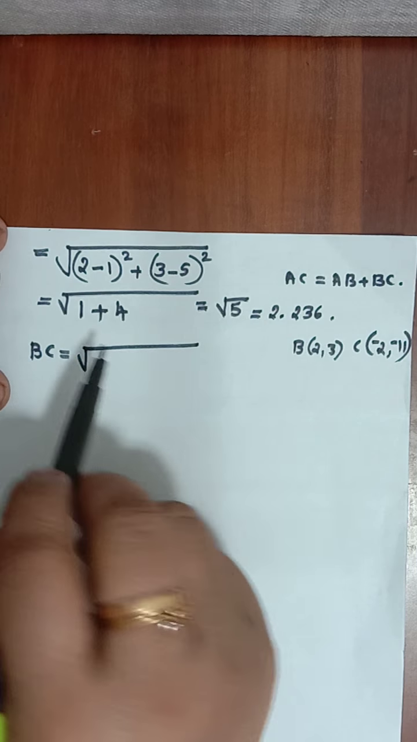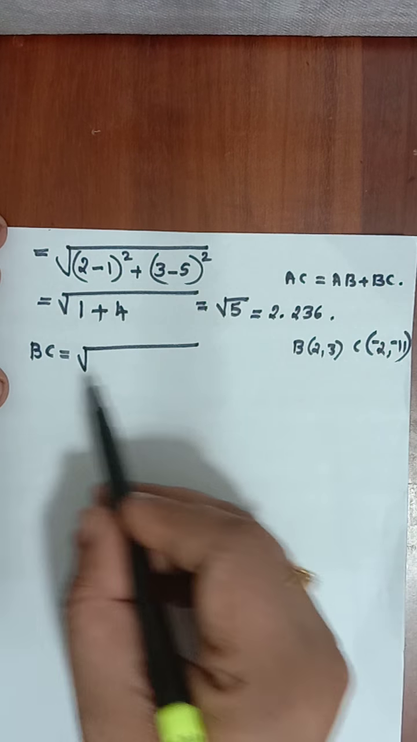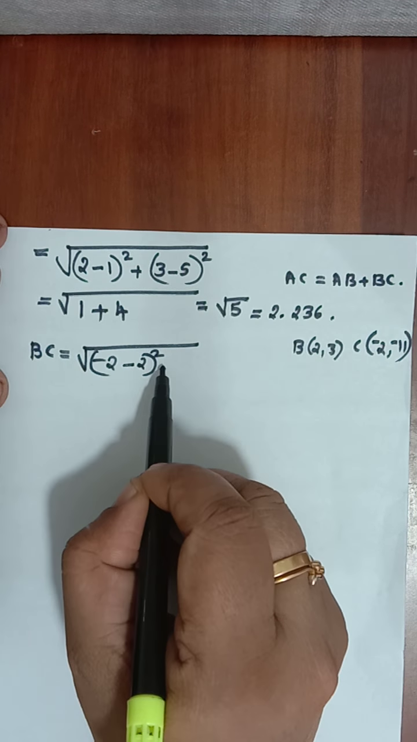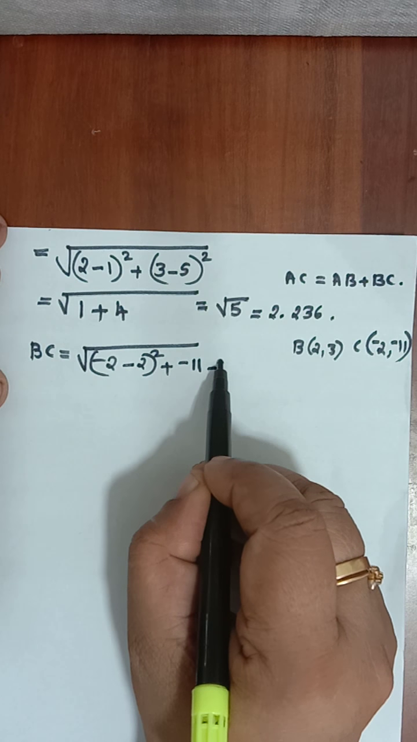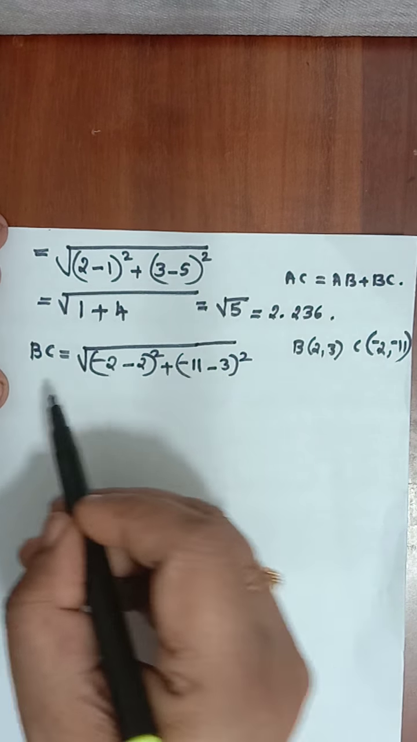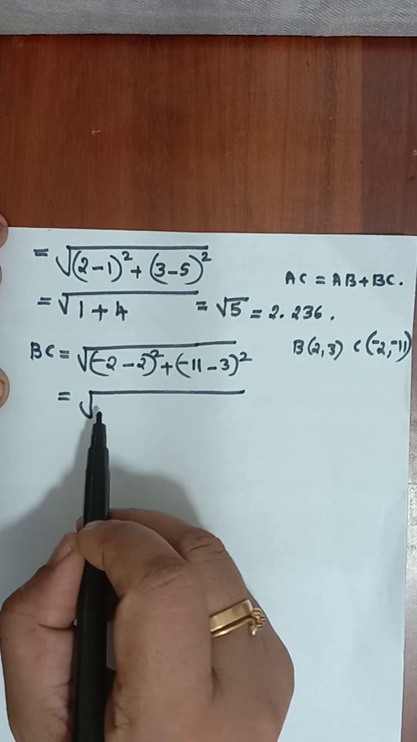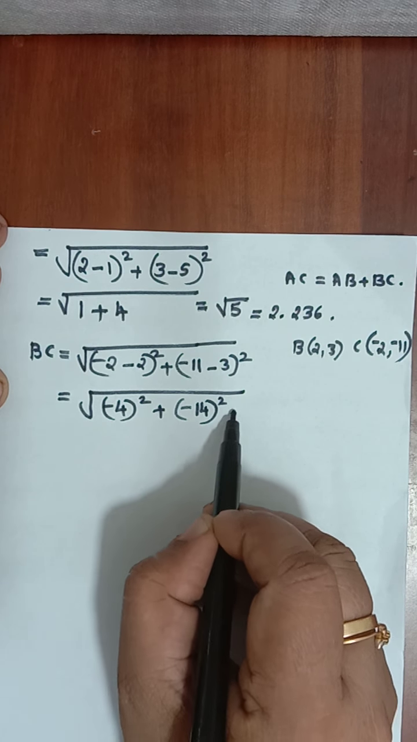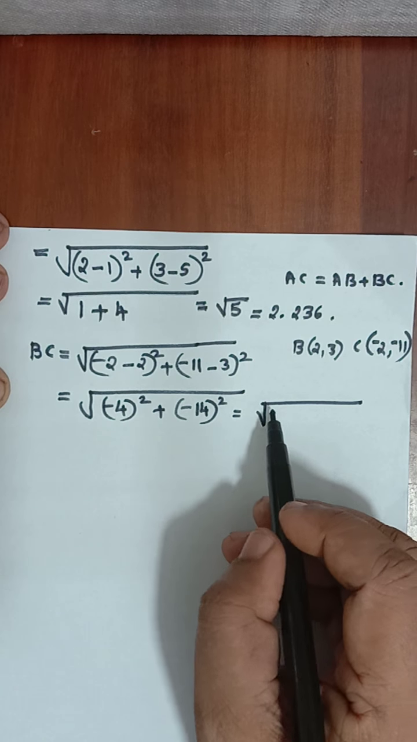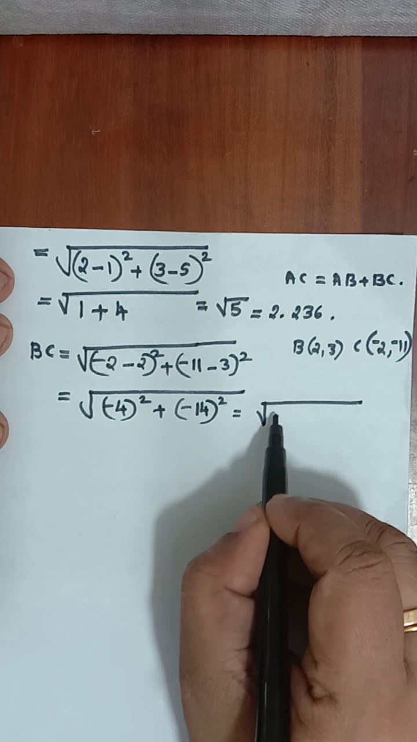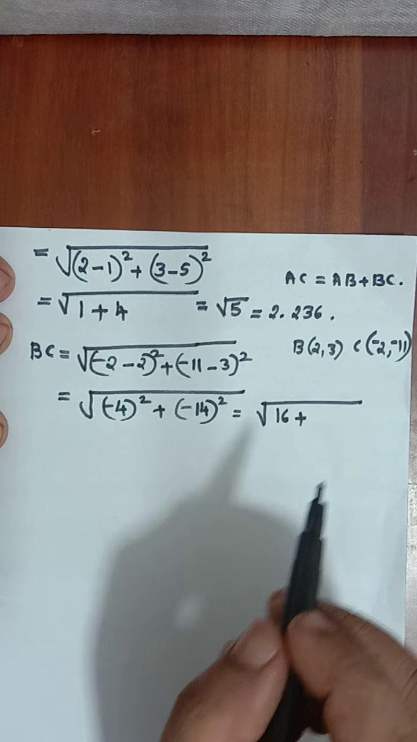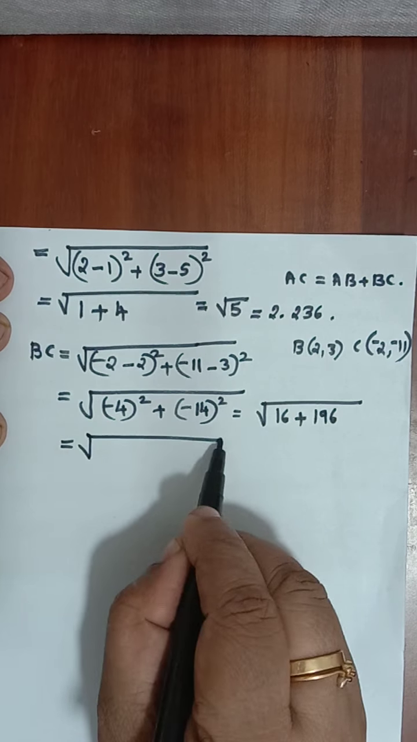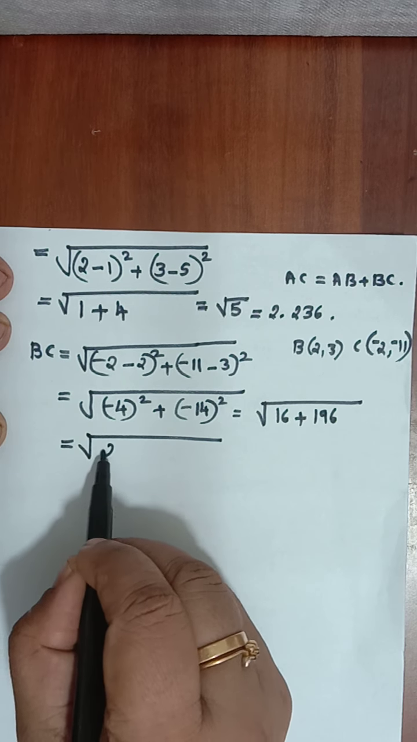Square root of, now we have already written the formula, let us substitute. x2 is negative 2 minus x1 is 2 whole square plus y2 is negative 11 minus y1 is 3 whole square. This is equal to negative 2 minus 2, negative 4, whole square plus negative 14 whole square. What is that equal to? Square root of 4 4s are 16. It is 16 plus 14 into 14. What is 14 into 14? 196. What is the sum of those two? 16 plus 196. Isn't it 212?